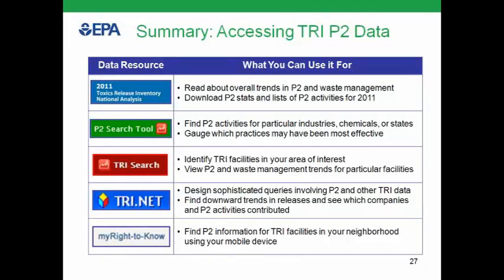The P2 search tool we just talked about is where you can find P2 activities for particular search terms and gauge which practices may have been most effective. The TRI search is the standard way to identify TRI facilities in an area of interest, and then from there you can now view the P2 information for the facilities you've selected.